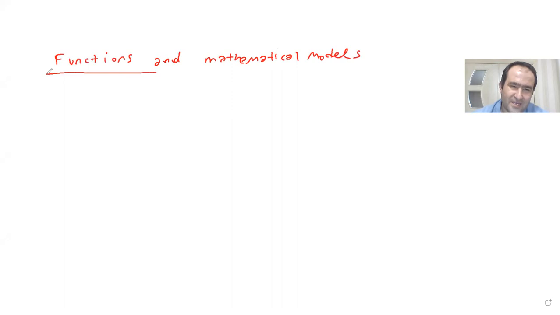This time, our topic is functions and mathematical models, okay? Let's start with function. The definition of function. What is it? Let's look at this definition.